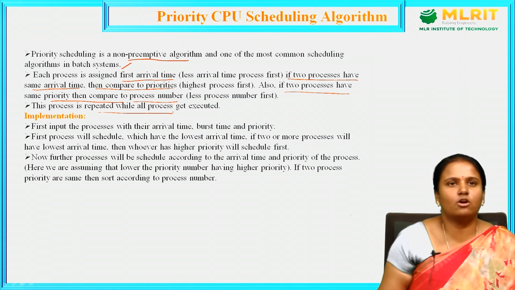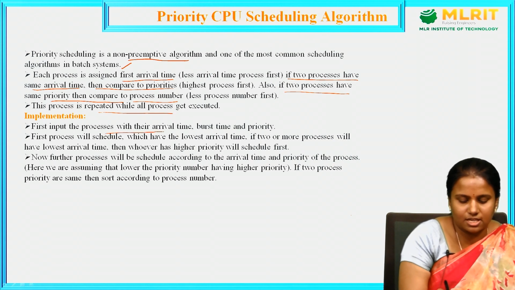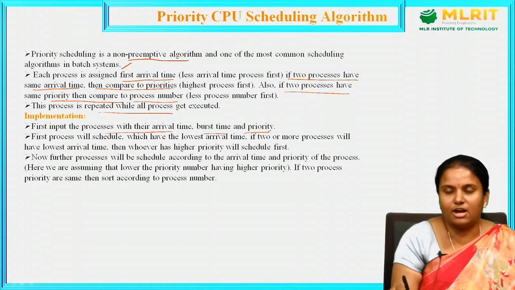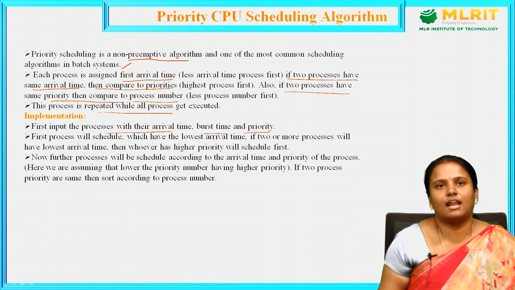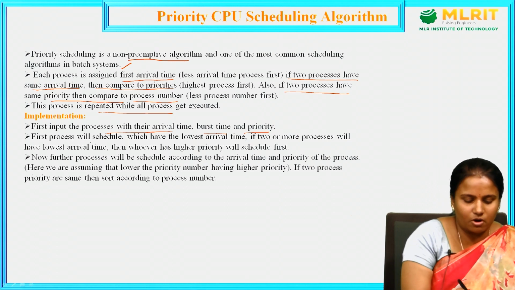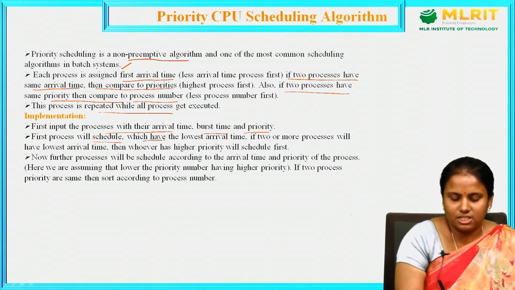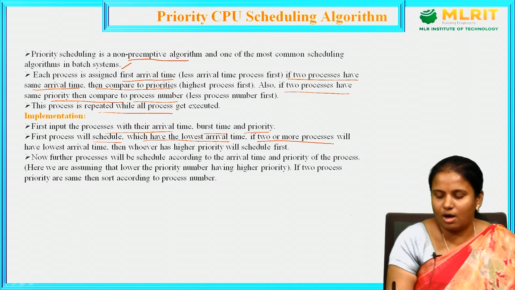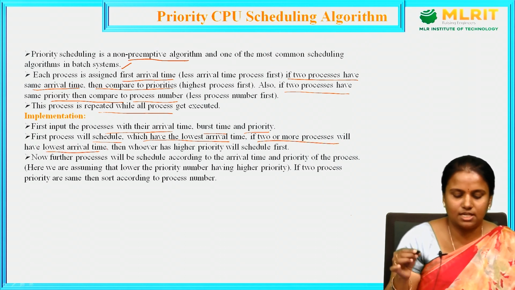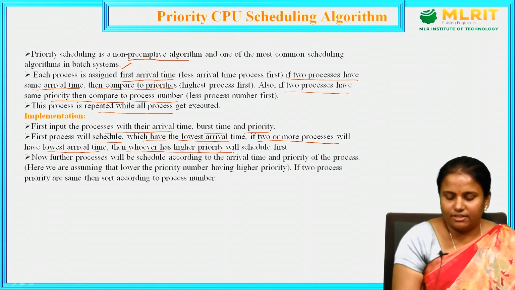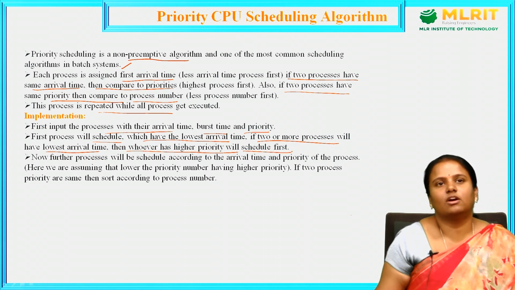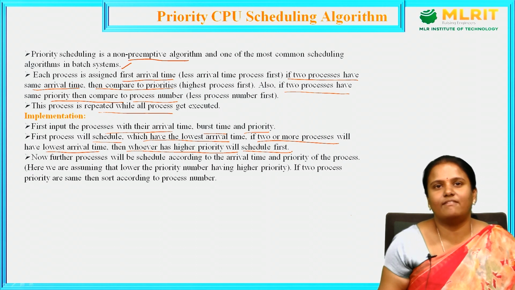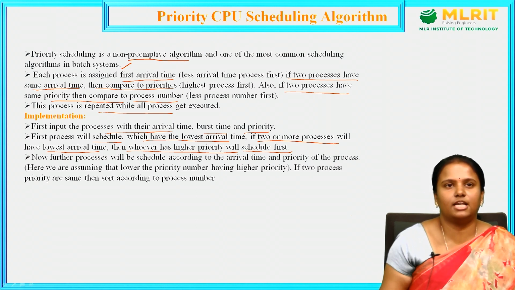Next, how are we going to implement it? First, input the processes with their arrival time, burst time and priority. In the previous sessions we saw arrival time and burst time; in this one we need to compare priority also. First, the process with the lowest arrival time will be scheduled. If two processes have the lowest arrival time, then we compare the priority, and the one with higher priority will be scheduled first. That is the priority scheduling algorithm.